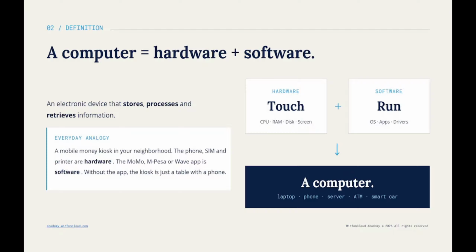Think of a mobile money kiosk. The phone, the SIM, and the receipt printer, that's hardware. MoMo, M-Pesa, or Wave running on the phone, that's software. Without the app, the kiosk is just a table with a phone. Can you name 3 computers you use today that aren't a phone or a laptop? Maybe the traffic light controller, the smart TV at home, or the dashboard in a motorbike taxi. Computers are everywhere. Now let's open one and look inside.